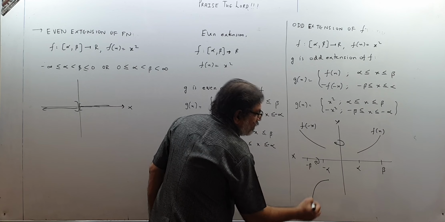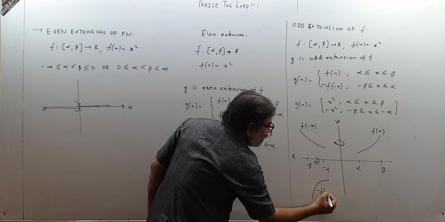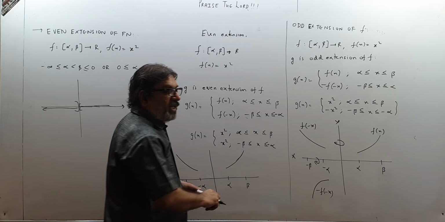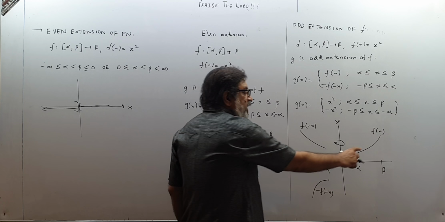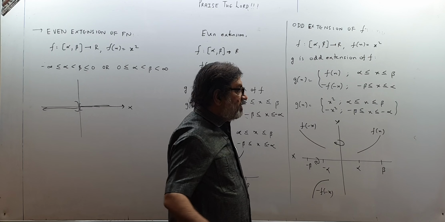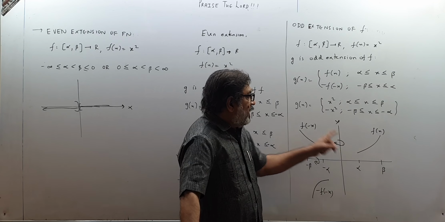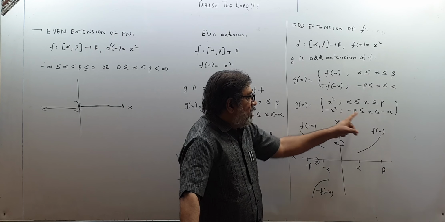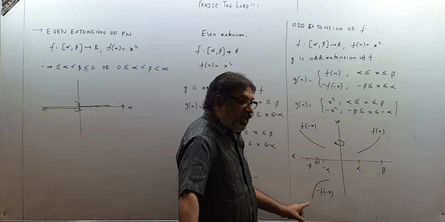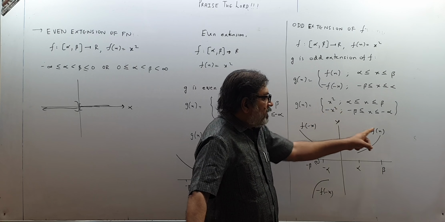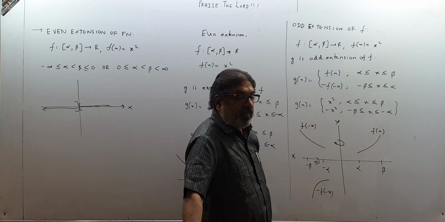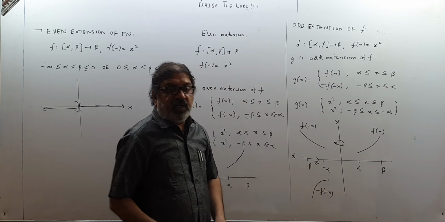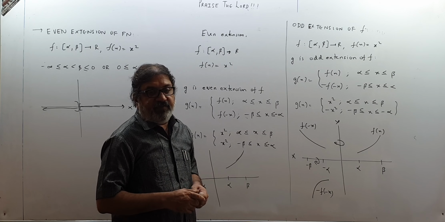So the graph becomes like this. So this is the graph of minus f(x). Like this you have to think. So this portion and this portion will be counted in our graph. So g(x) is this much and g(x) is this much. When x lies between minus beta and minus alpha, we have g(x) equal to minus x square. This graph is there, and g(x) is x square when x lies between alpha and beta. So this and this become the odd extension of f.